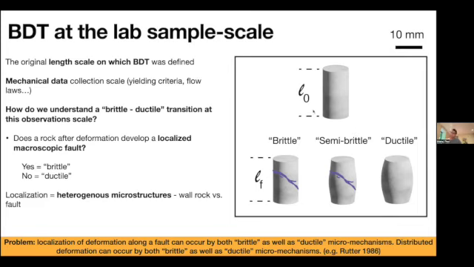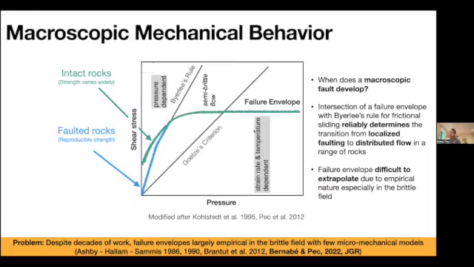So the yield criteria and flow laws and so on, they generally come from samples that are on the centimetric scale. And one of the problems is that localization along a fault can occur by both brittle as well as ductile micromechanisms. And distributed deformation can also occur by both brittle as well as ductile micromechanisms. So the transition here from what the individual defects are doing to accommodate the strain in the rock and what is then happening at the larger scale is not obvious and generally not easy to unravel. So now, why does that matter?